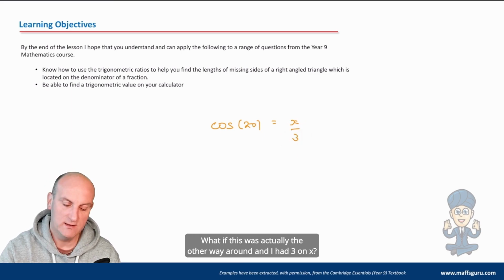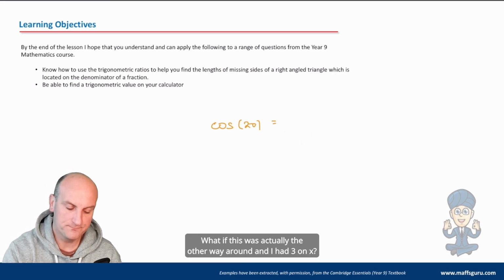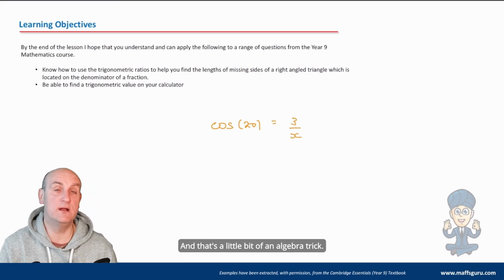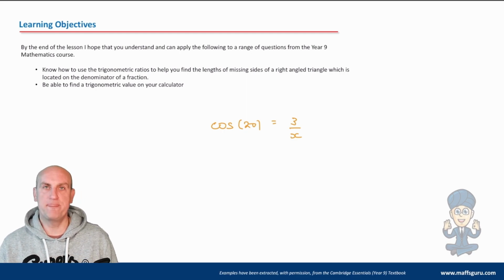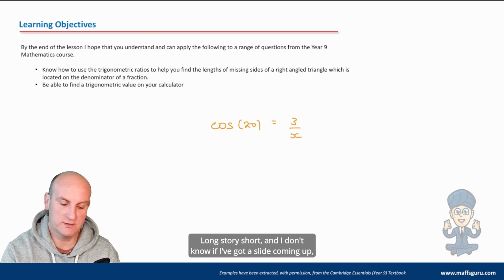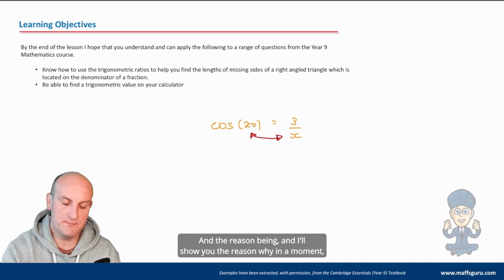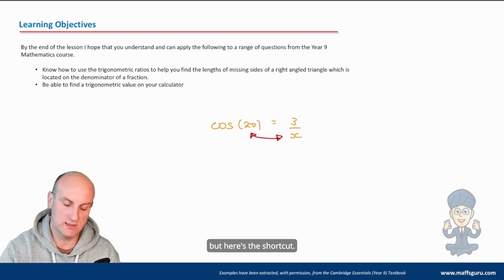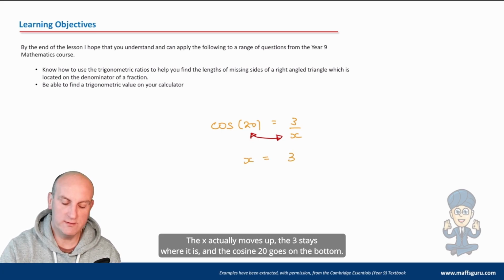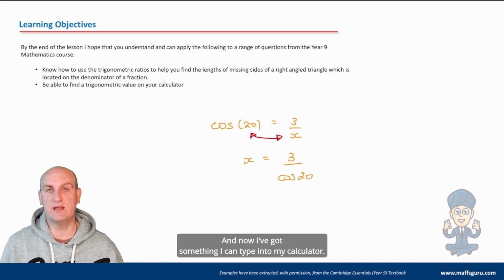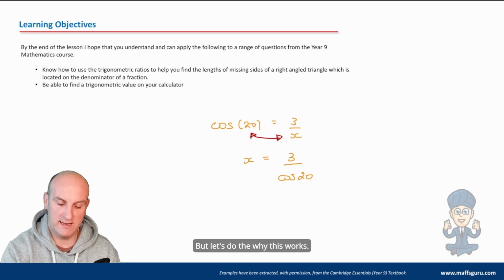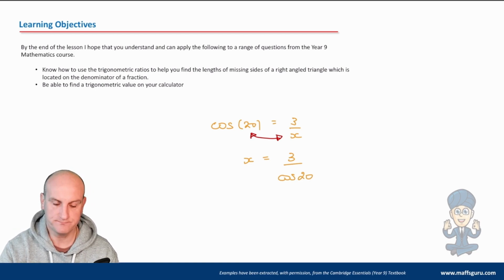What if this was actually the other way around and I had 3 on x? How do I get the x on its own? And that's a little bit of an algebra trick. Long story short, for trigonometry, you can actually swap these two over. The reason being, and I'll show you the reason why in a moment, but here's the shortcut. The x actually moves up, the 3 stays where it is, and the cosine 20 goes on the bottom. And now I've got something I can type into my calculator. Life is really good.